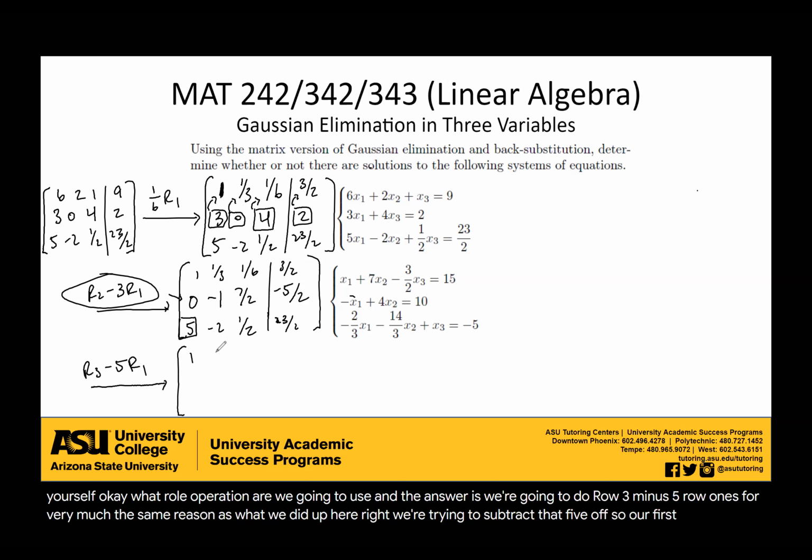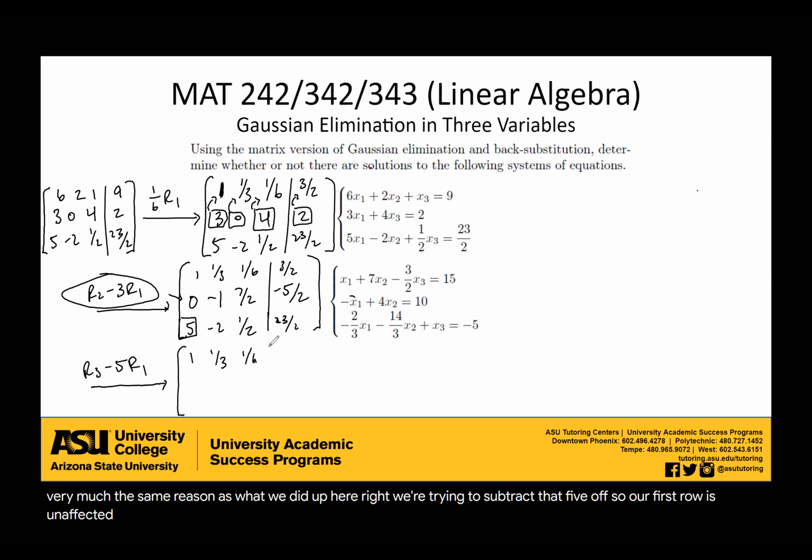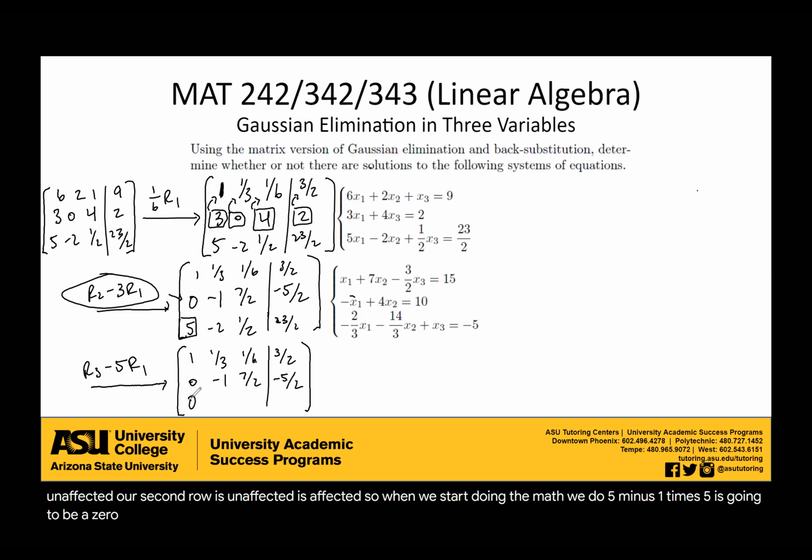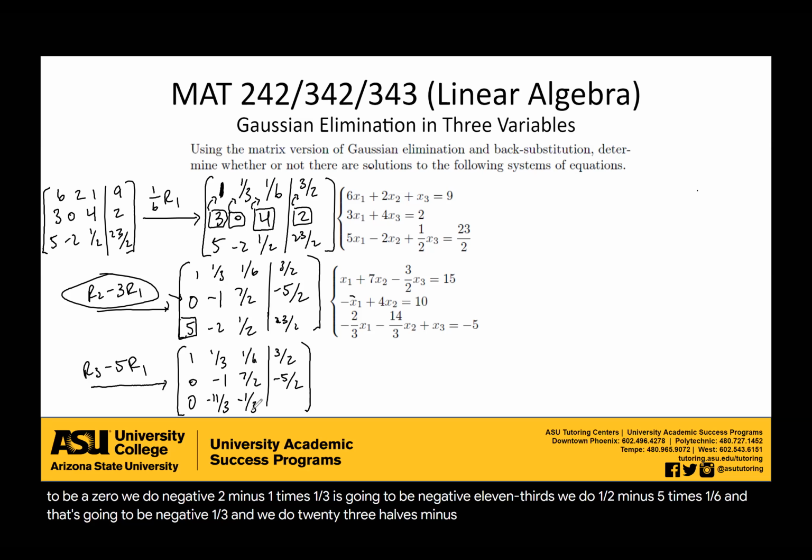So our first row is unaffected. Our second row is unaffected. And our third row is affected. So when we start doing the math, we do 5 minus 1 times 5, which is going to be a 0. We do -2 minus 1 times 1/3, which is going to be -11/3. We do 1/2 minus 5 times 1/6, and that's going to be -1/3. And we do 23/2 minus 5 times 3/2, which is going to give us 4.